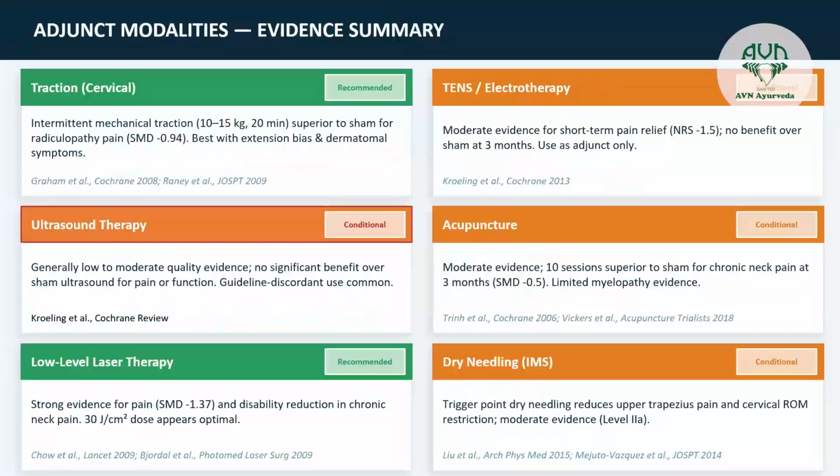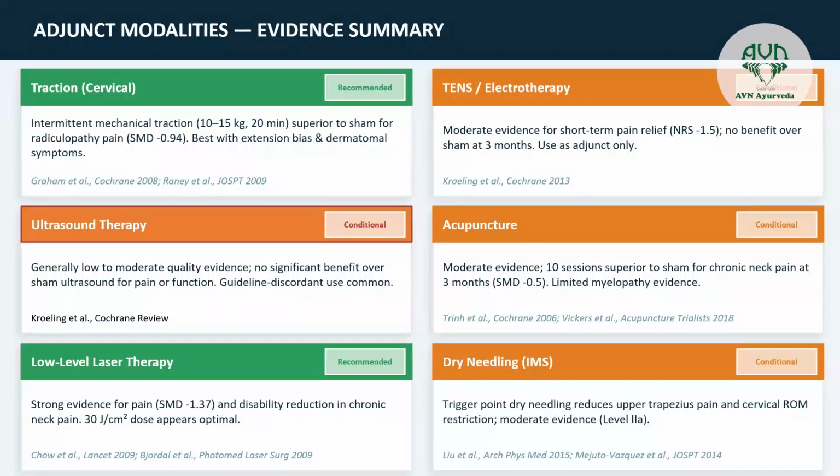So the modalities we are giving: initially we can start with traction and TENS, and dry needling is also in practice. Acupuncture is also practiced in a wider aspect for this, as well as ultrasound therapy. For the traction, say in the first week, we can apply traction for 20 to 30 minutes, so that we can reduce the tension over there. Along with traction, in the first session, we'll be moving on with the flexor training, as well as the nerve glides along with it.